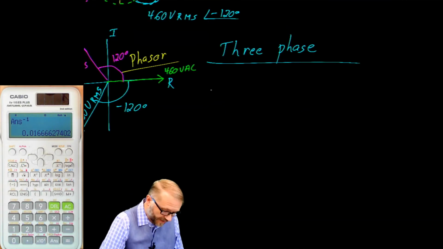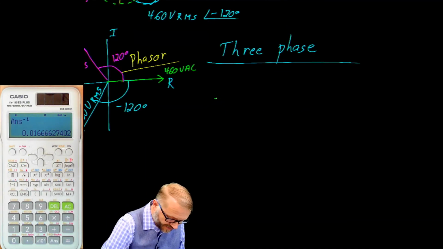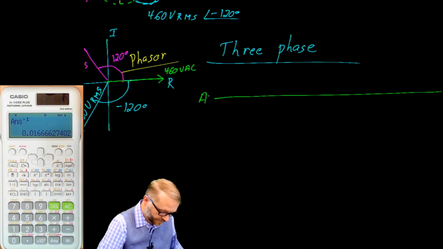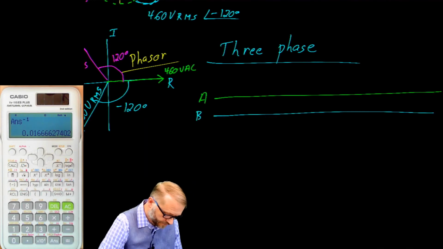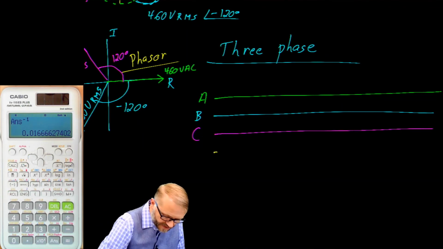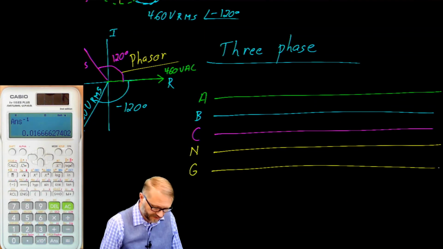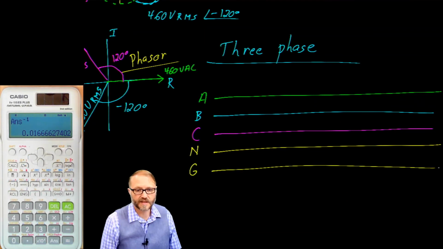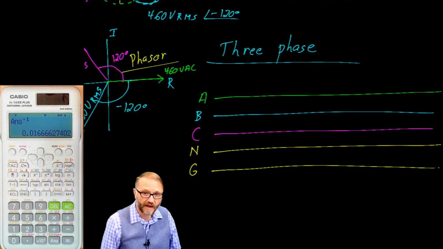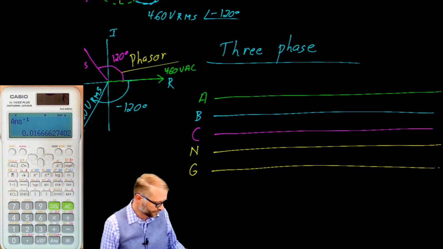If you were to look at a typical building, you would see phase A, phase B, and phase C. You would also see a couple of additional wires. One of them would be the neutral wire, and the other would be the safety ground. So when we get to lab, you'll see this. We have what's called a 5-wire three-phase system.